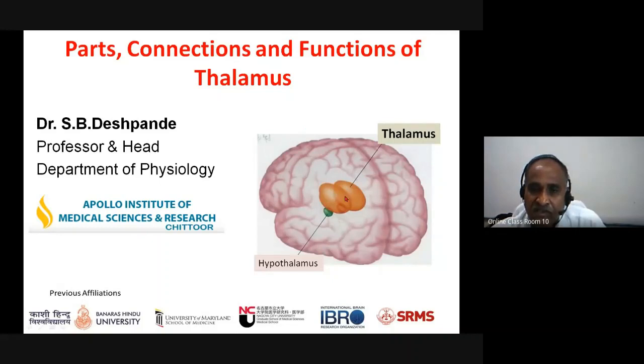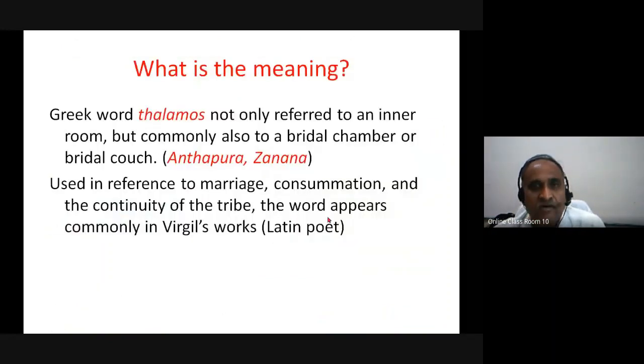In this picture, you have these two oval structures. These are the thalami, and these are what are called diencephalic structures, in between the brain and the brain stem. And the green one is the hypothalamus. Let us know what is the meaning of thalamus.